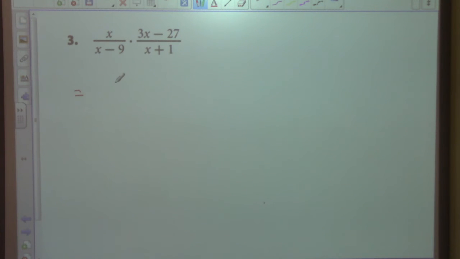Okay, so right now I'm going to rewrite this as x over x minus 9, times x plus 1, like this. These three things here, I don't see any way to factor these at all, right? So you're kind of just stuck with where you are. But what about this thing up here? So how is that factorable?